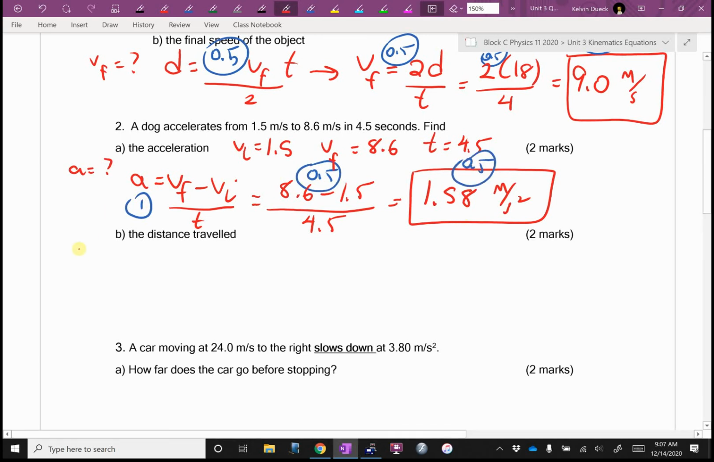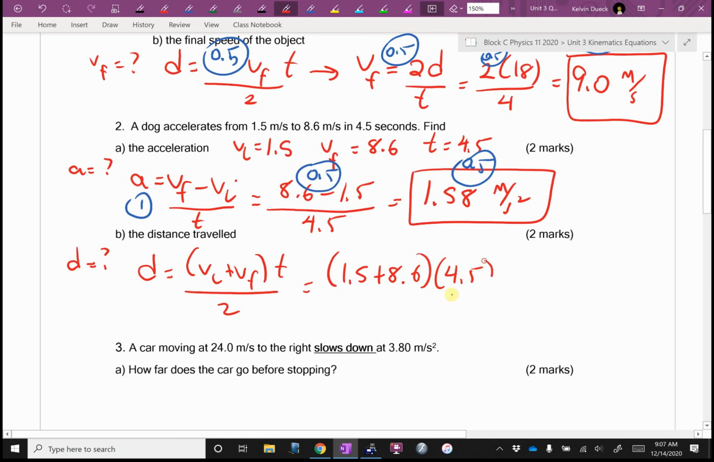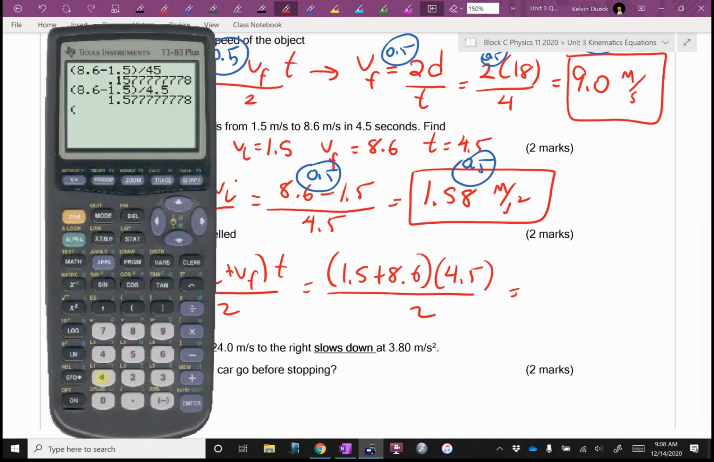Distance traveled. Again, I'm going to use D equals bracket VI plus VF times T all over 2. It's going to be bracket 1.5 plus 8.6 times 4.5 all over 2. This is nice. The D was already by itself. Wait a minute, I have to put a big uber bracket because there is more than one thing on the top. So bracket 1.5 plus 8.6, close off the small bracket times 4.5, close off the next bracket divided by 2.